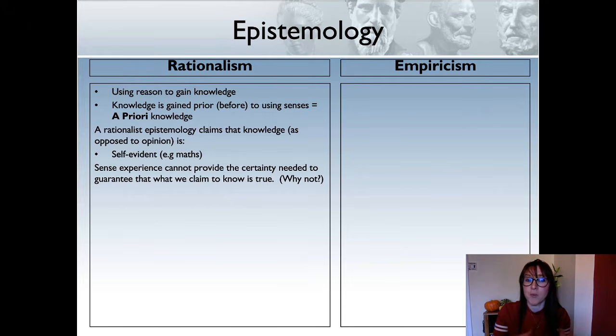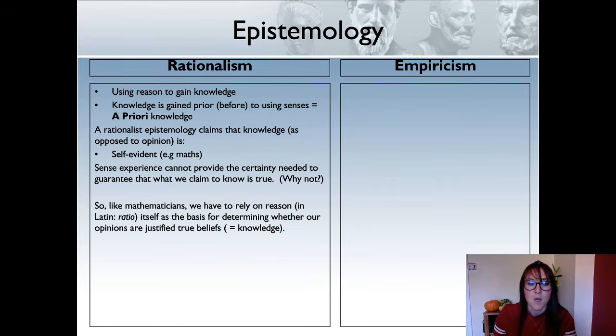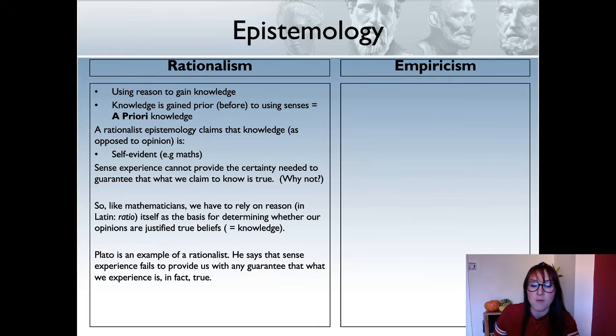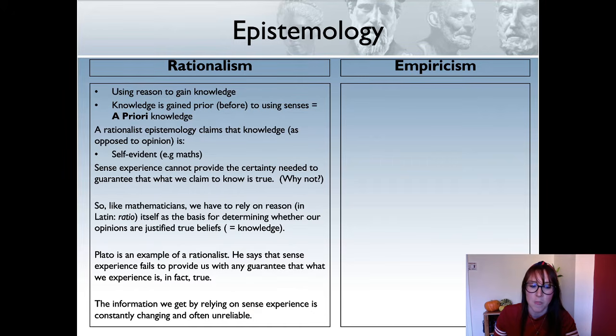And so this approach, rationalism, says no, we are not going to use senses, we're going to go straight to our reason. So like mathematicians, we rely on reason, in Latin ratio, itself as the basis for determining whether our opinions are justified true beliefs or knowledge. Plato is an example of a rationalist. He says that sense experience fails to provide us with a guarantee that what we experience is in fact true. The information we get by relying on sense experience is constantly changing and often unreliable.